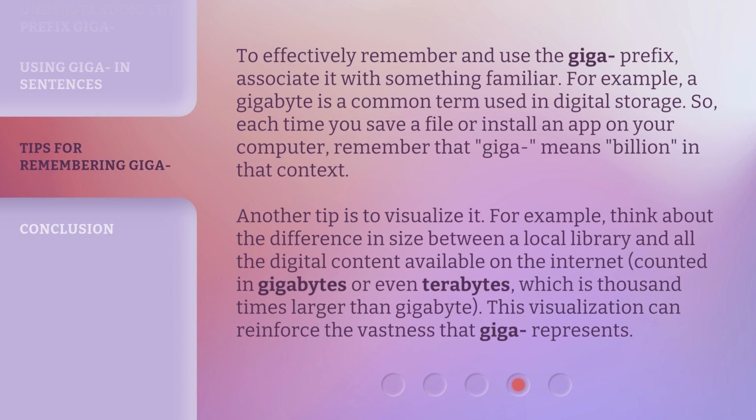For example, think about the difference in size between a local library and all the digital content available on the internet, counted in gigabytes or even terabytes, which is 1,000 times larger than gigabyte. This visualization can reinforce the vastness that giga represents.